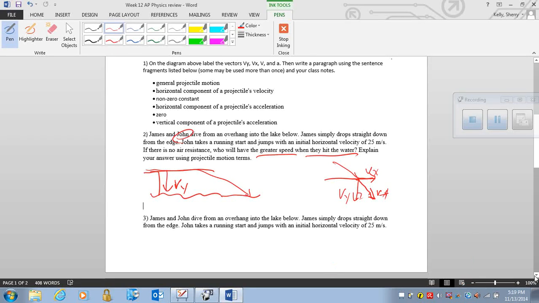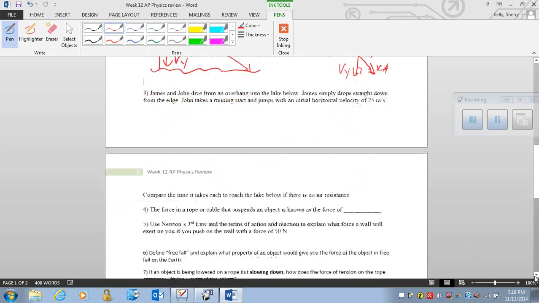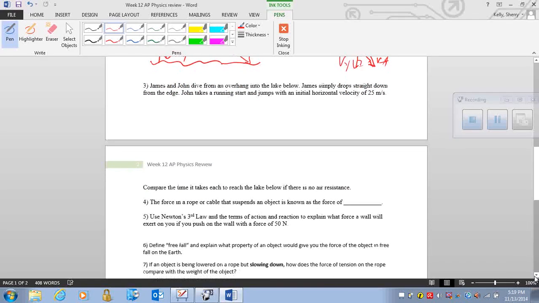Number 3. Same situation, James and John dive from an overhang into the lake below. One just drops, the other one dives off horizontally. They want you to compare the time it takes each to reach the lake below if there is no air resistance.